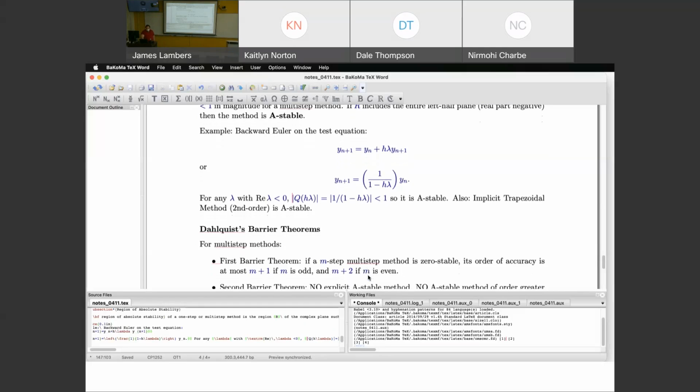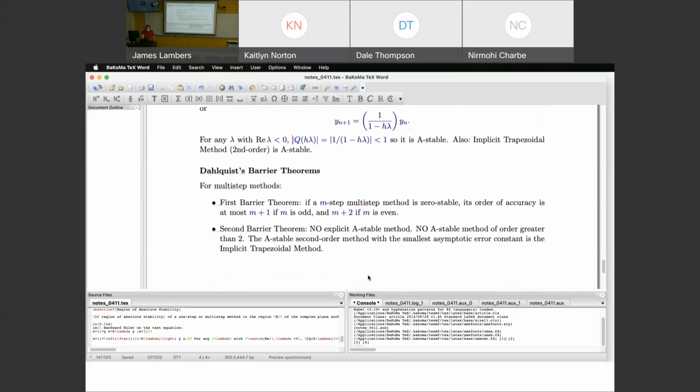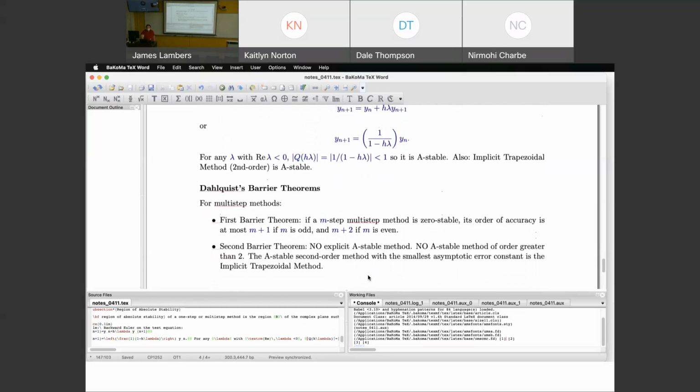And I think I have an example. No, I don't. I'm not going to mention it in the book, but what I have seen is an example of a two-step method. So m equals 2.